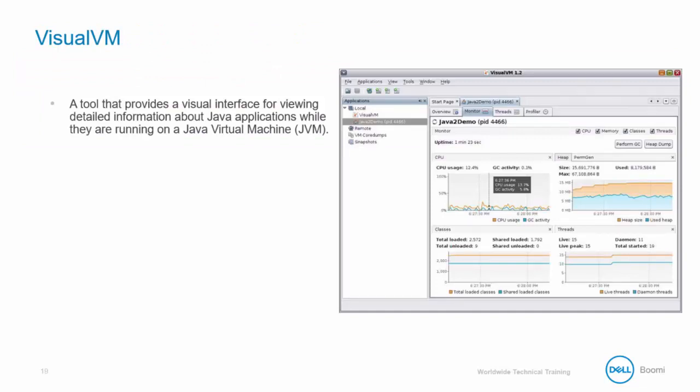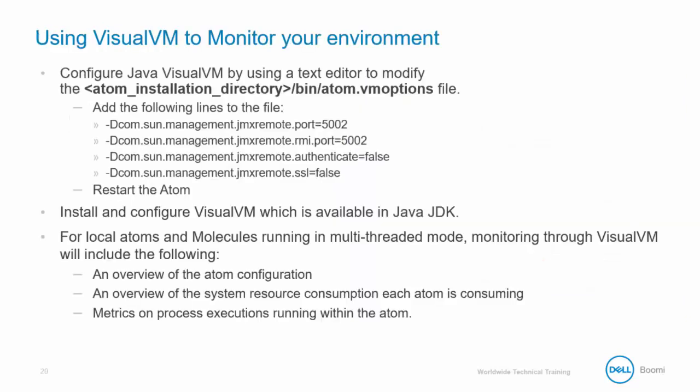Visual VM is a tool that provides a visual interface for viewing detailed information about the Java applications while they are running on a JVM. We saw that Java Visual VM is a graphical user interface that provides detailed information about a JVM. And so to configure Visual VM with your Atom, you must enable JMX on the atom.vm options file. Visual VM is available in a Java JDK. If it is not currently installed on the server, then you will need to download and install. When you run the .exe, you will have options to configure the tool to monitor the JMX connection.